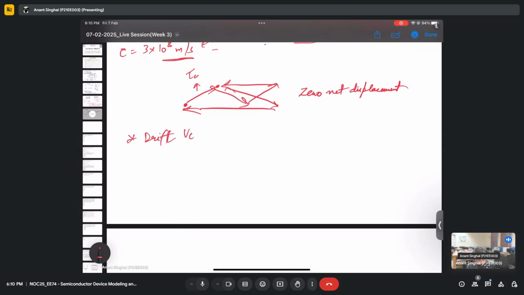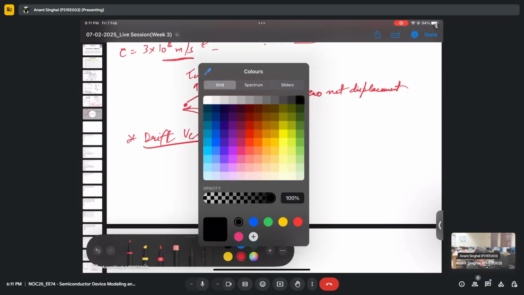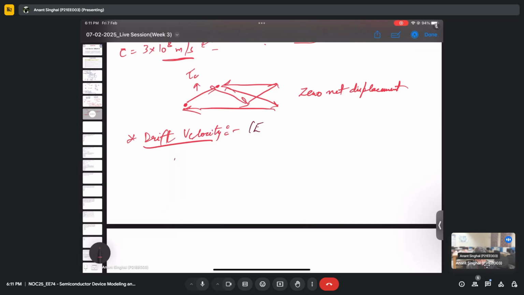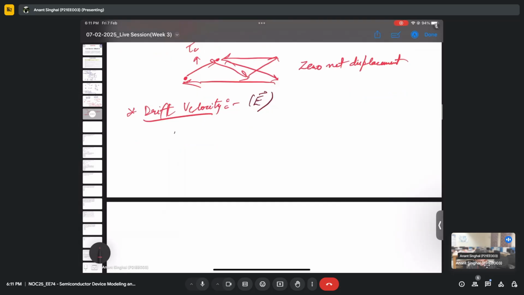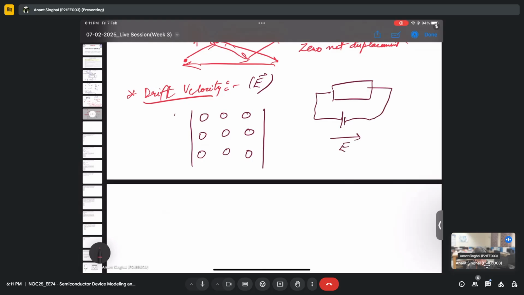Can anyone tell what is the reason for drift velocity? I just told why this drift velocity comes into the picture. Due to electric field. Yes, that is good, due to electric field. So let's say this is some semiconductor which has some atoms, or let's say these are silicon atoms. Now let's say I apply a certain electric field. Maybe I can make a similar picture as I made before. We know that the electric field will be like this, from higher voltage to lower voltage, right? So electrons are moving like this and the holes are moving like this. So this is what we see.